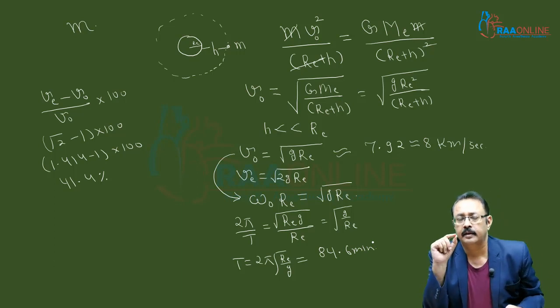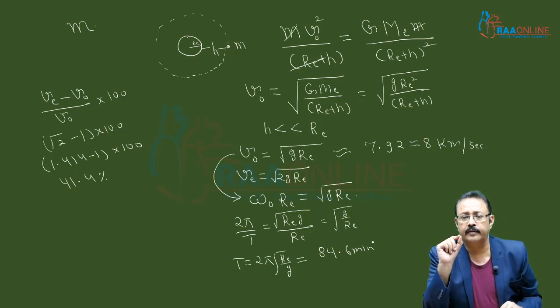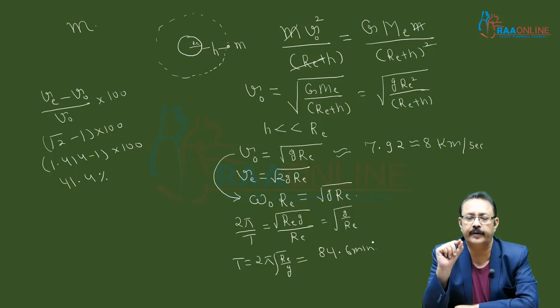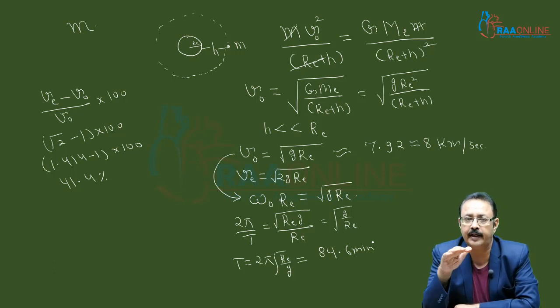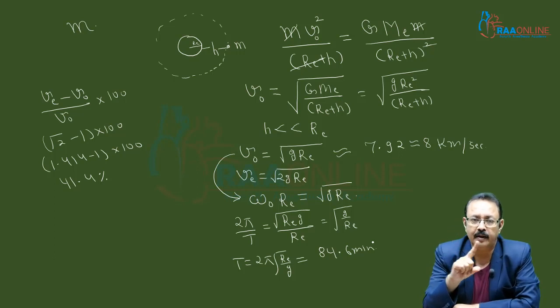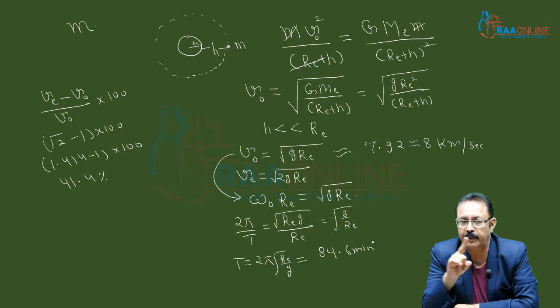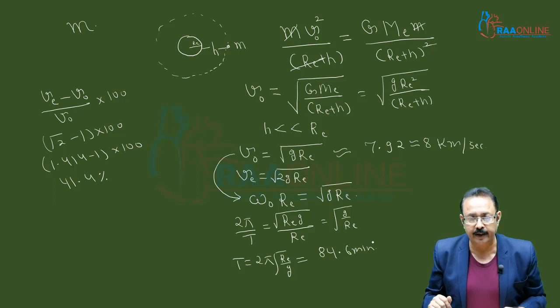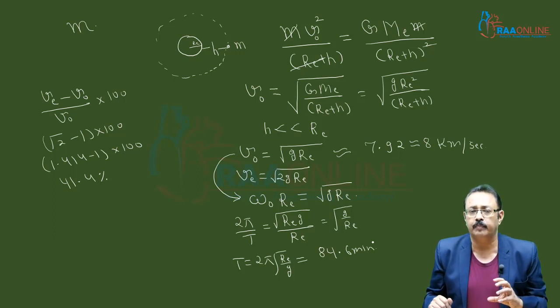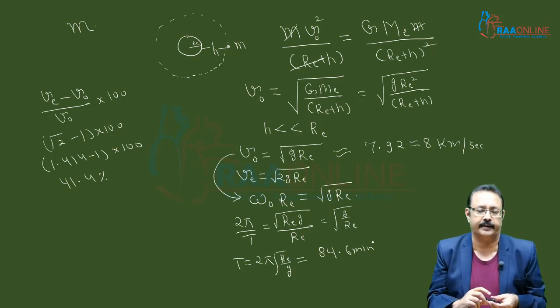It means the satellites which are orbiting near the Earth's surface take 84.6 minutes, nearly 1.5 hours, to complete one round around the Earth. In 1.5 hours, it is completing one round. So an interesting fact is there. We can calculate the energy: total energy, potential energy and kinetic energy. In competitive exams, they are also asking problems regarding that.